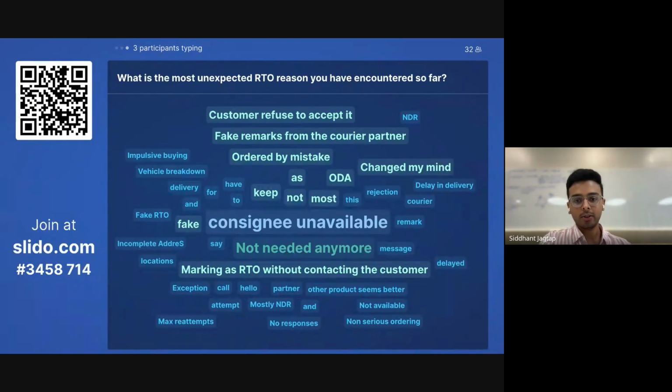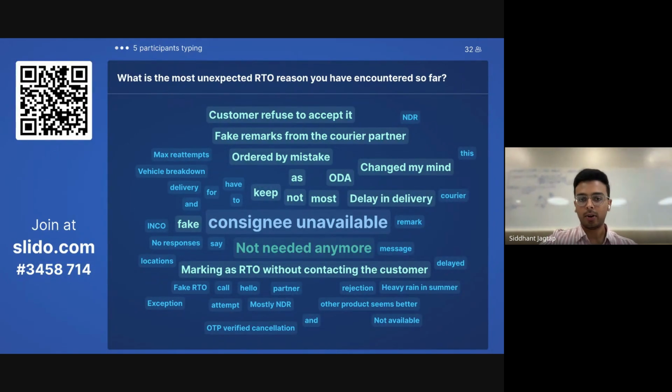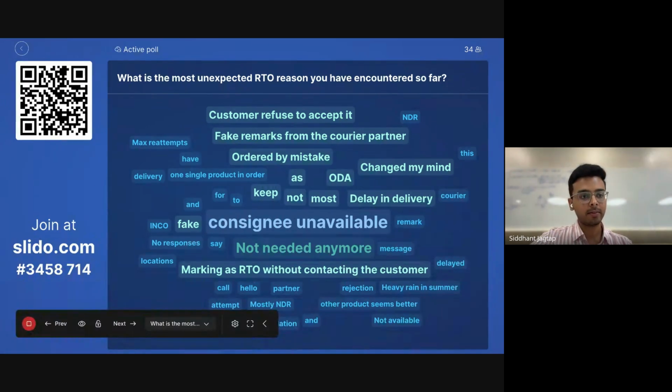Very interesting. So you can see there is some pattern here, right? Some of these are related to customers, where the customer is saying, I don't want this product, or I'm not available at my address. I can also see a bit of responses around courier partners being a problem in some cases, where the courier partner is not calling the customer, or the NDR is a false report. And there are some external factors also, like heavy rain in summer is one of the interesting reasons. And I think there is a small segment about fake orders as well.